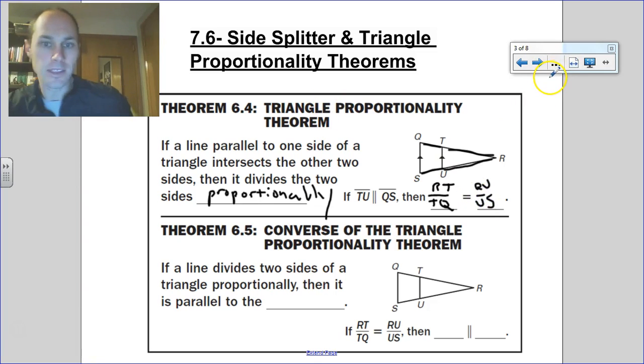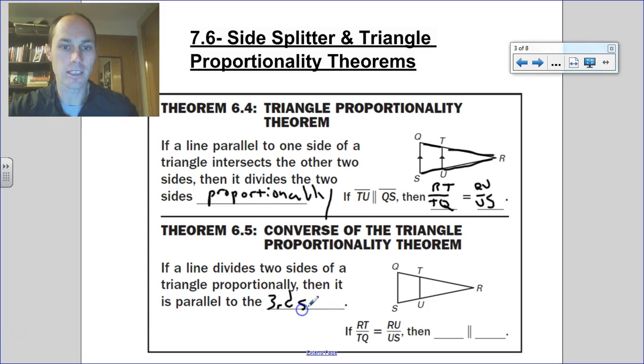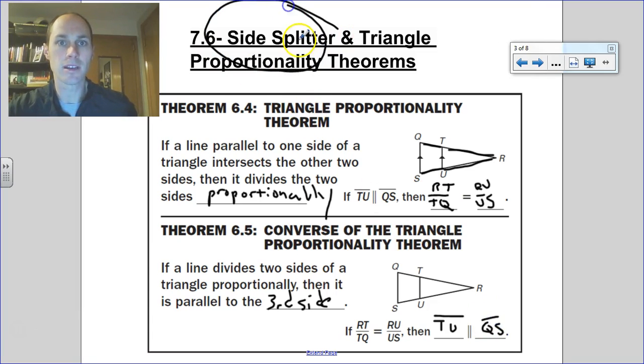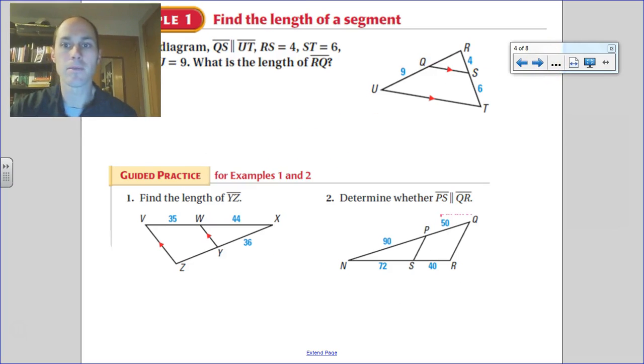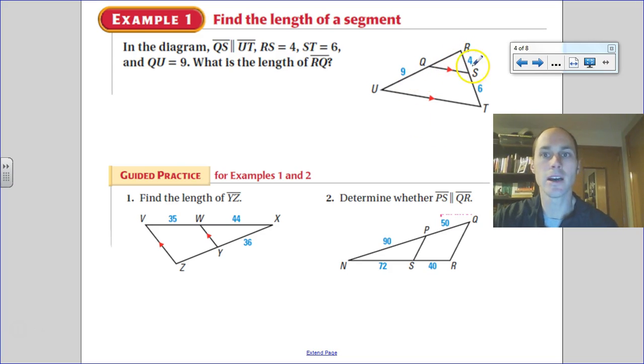So in the same way, the converse of that: if two sides are split proportionally, then it's parallel to the third side. So if RT is proportional to TQ in the same way that RU is proportional to US, then TU would be parallel to QS. So this is our side splitter theorem right here. Okay, so let's apply that side splitter theorem. QS is parallel to UT, RS is 4, ST is 6, QU is 9, find the length of RQ. So see if you can do that with these and determine if PS is parallel to QR.